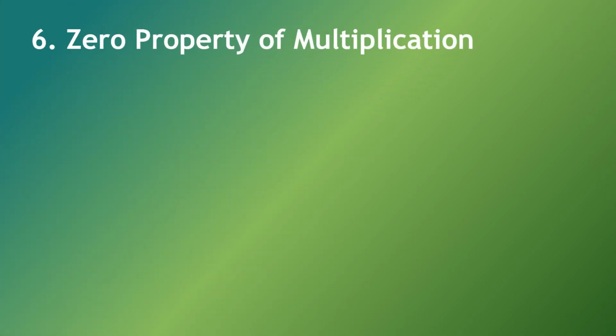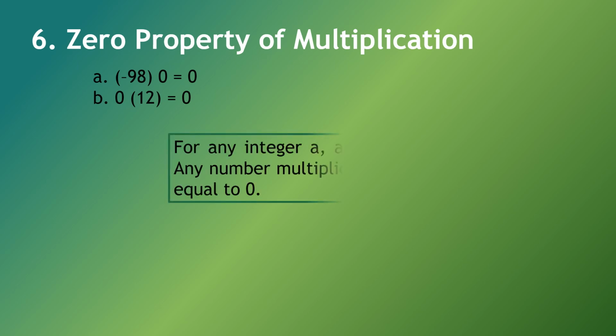The sixth property of operation is the zero property of multiplication. So what is zero property of multiplication? Here's an example. Negative 98 times 0 is equal to 0. 0 times 12 is equal to 0. For any integer a times 0 is equal to 0. Any number multiplied by 0 is always equal to 0. So, lahat ng number na imumultiply sa 0, ang sagot ay palaging 0.